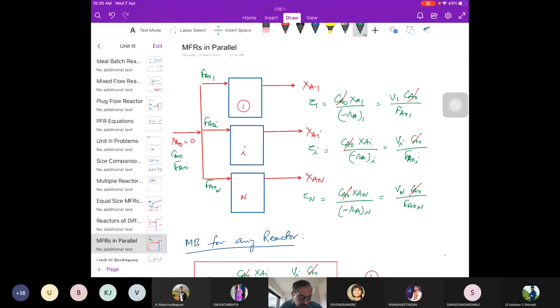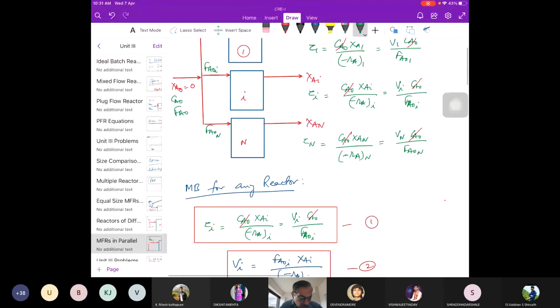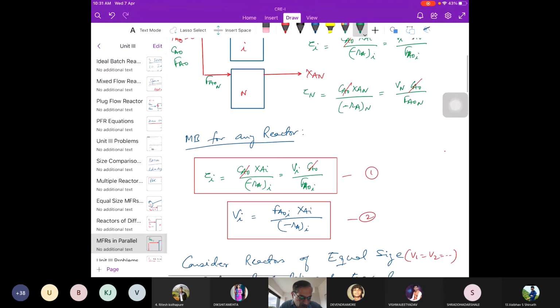So tau 1 is again, this is a performance equation for MFR. Individually you are applying it for separate all the reactors in parallel. So CA0 XA upon minus RA for the first reactor is equal to V1 CA0 upon FA0 for the first reactor. Similarly for all the reactors. So if you take material balance for any reactor, हमने देखा था राइट, tau i is equal to CA0 XAi upon minus RAi, यही सेम इक्वेशन for ith reactor is equal to Vi CA0 upon FA0i. So what you get is Vi is equal to FA0i into XAi upon minus RAi.